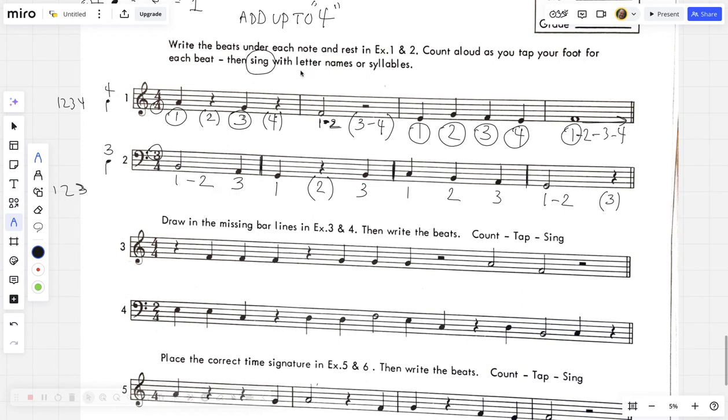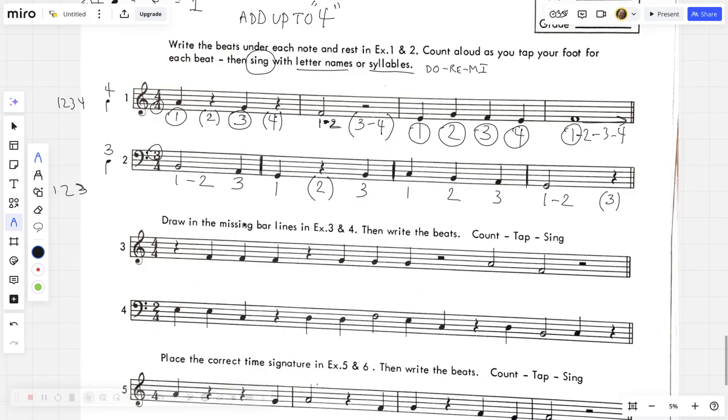But I just thought it was interesting that they put sing with letter names or syllables. I like using the Do, Re, Mi syllables with the movable Do. We could talk about that some more. But right now, let's just complete the assignment with the counts. All right? So here we go.